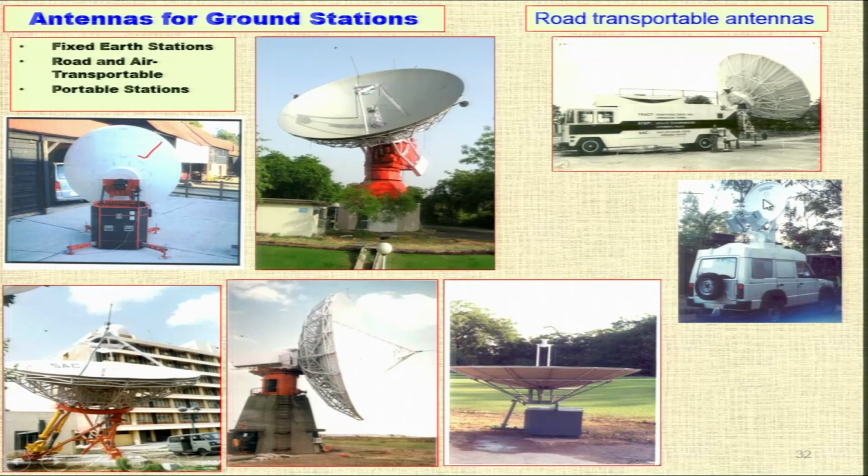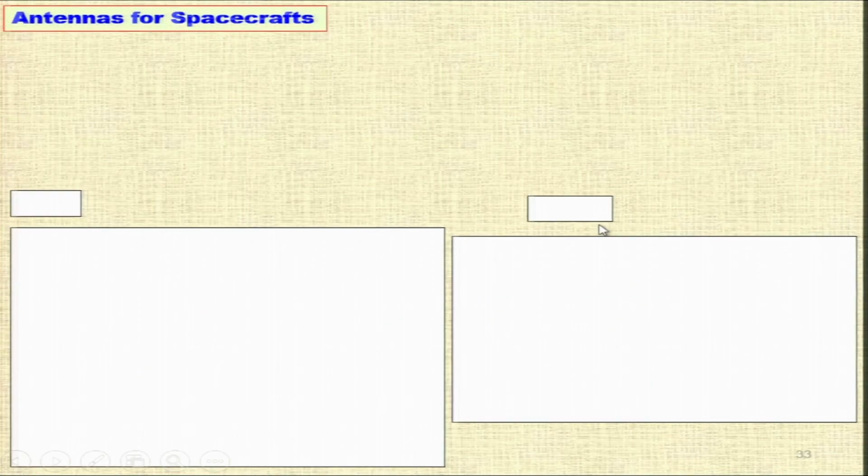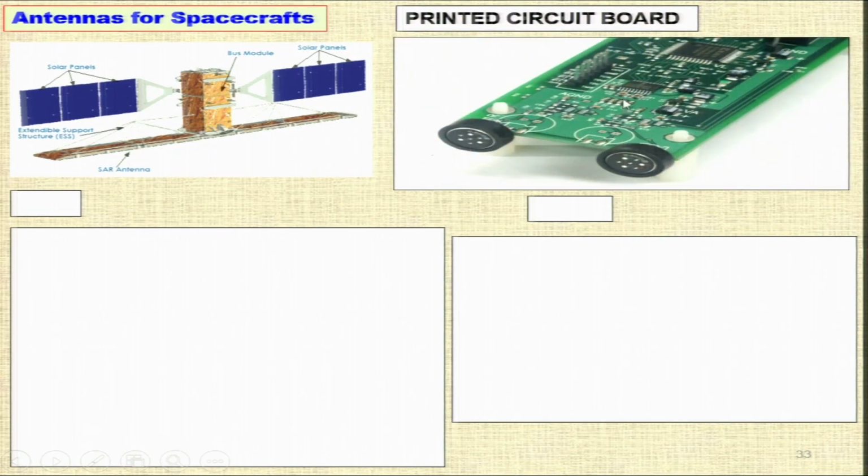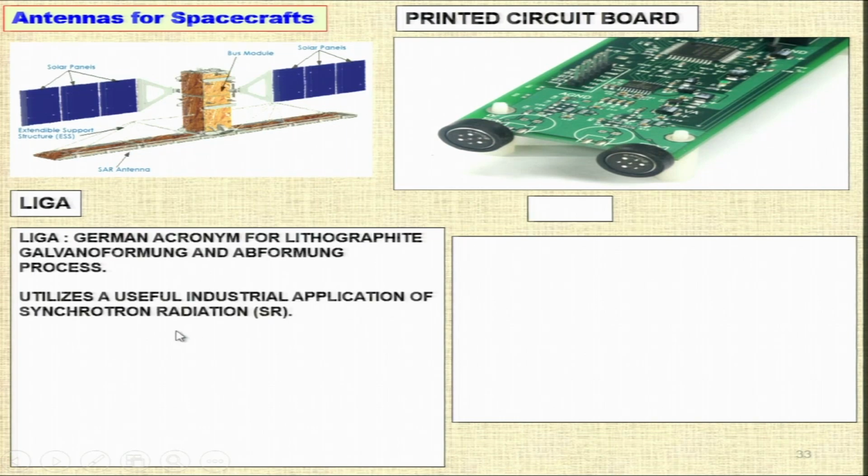Again, vehicle is there, antenna is there. Antennas for spacecrafts, printed circuit boards are prepared using this particular process very carefully and very nicely, as you can see over here. LIGA process, I am not going to discuss this process in detail, but it is a very useful process.